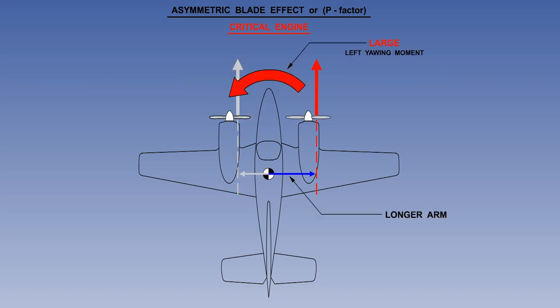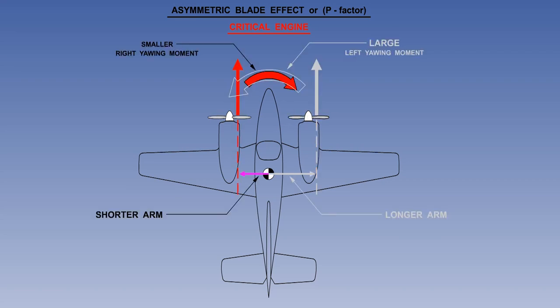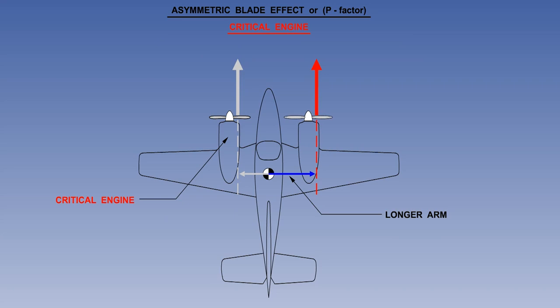If the left engine fails, the thrust from the right engine is acting through a longer arm to the CG and generates a large yawing moment to the left. But if the right engine fails, the thrust from the left engine is acting through a shorter arm to the CG and generates a smaller yawing moment to the right. So if the left engine fails, the pilot must use the rudder to compensate for a larger yawing moment than if the right engine fails. In this case, the left engine is called the critical engine.